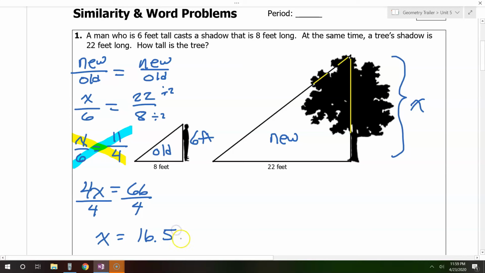And since this is a word problem, let's go ahead and add the units back in. So the answer is 16.5 feet. That's the height of the tree.